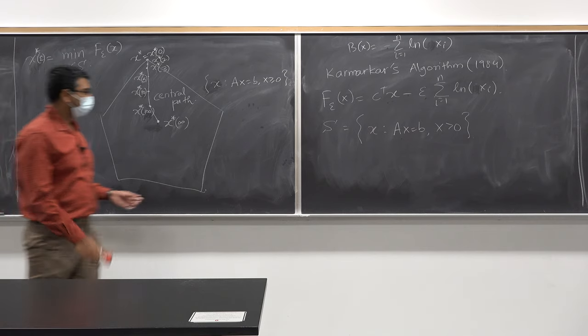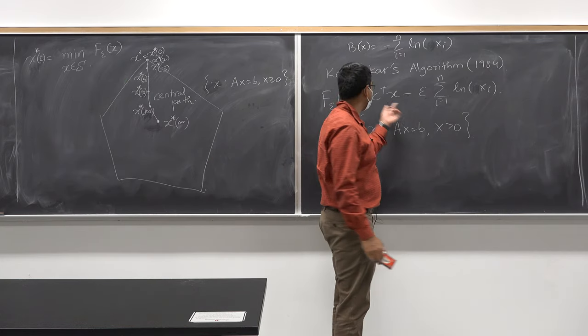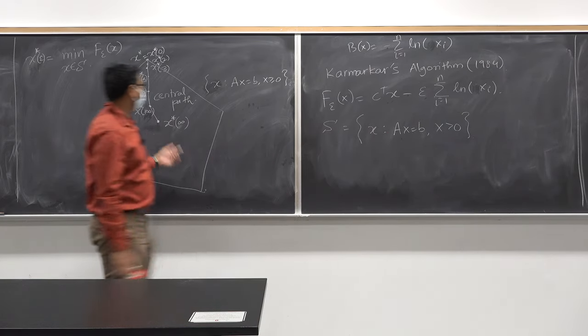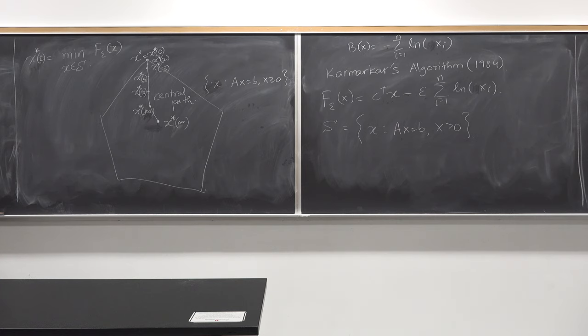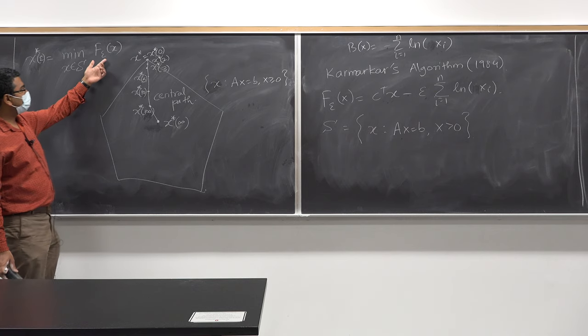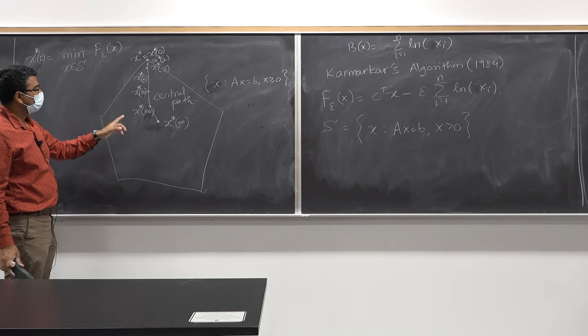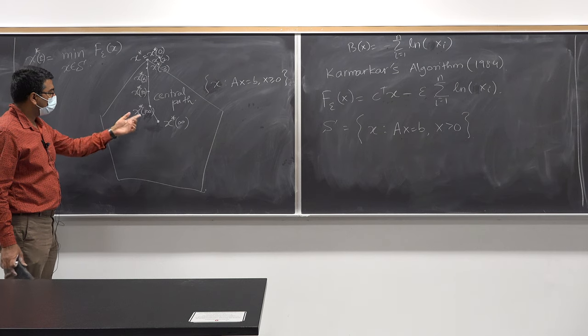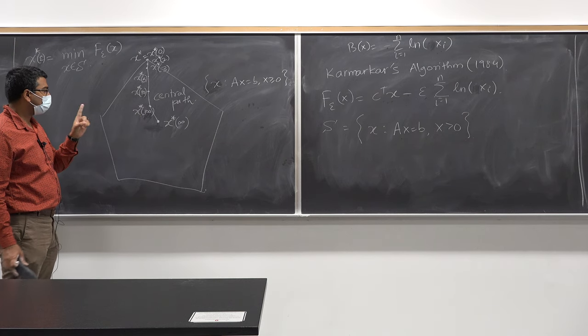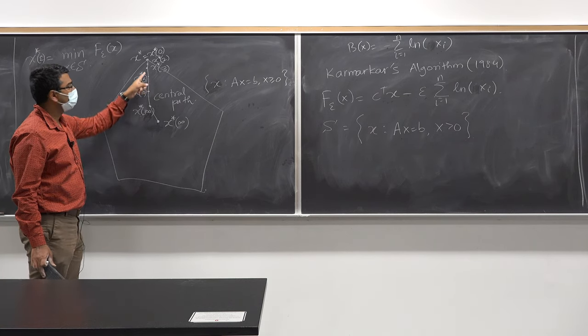So once you fix A, B, and C, you have basically fixed the central path, okay? And now, starting with a very large value of epsilon, what you want to do is, the barrier method is asking you to trace the central path, okay?